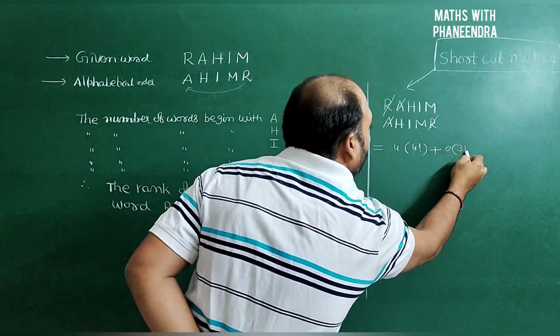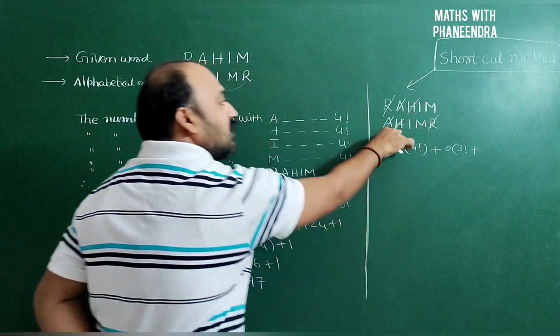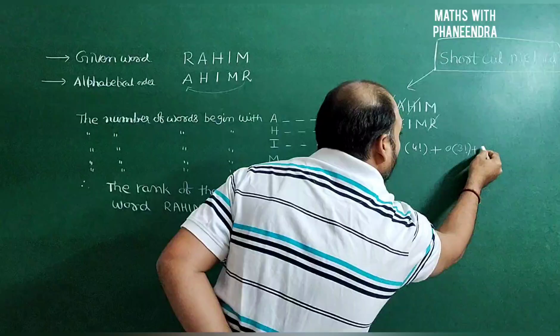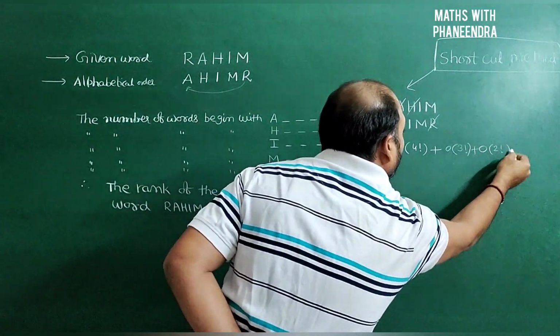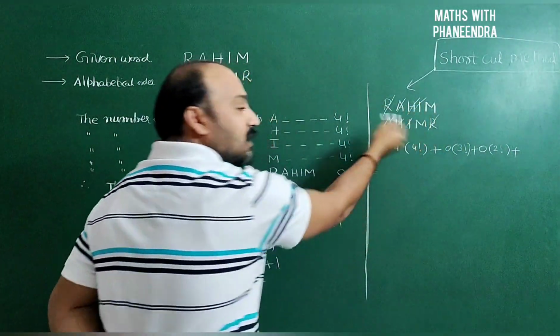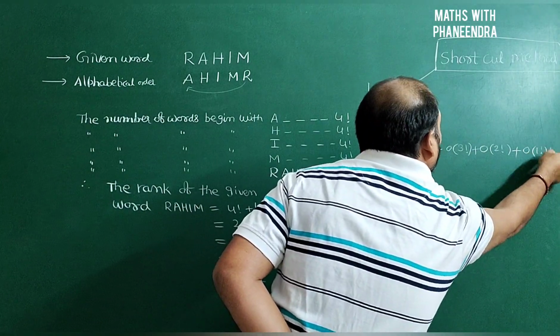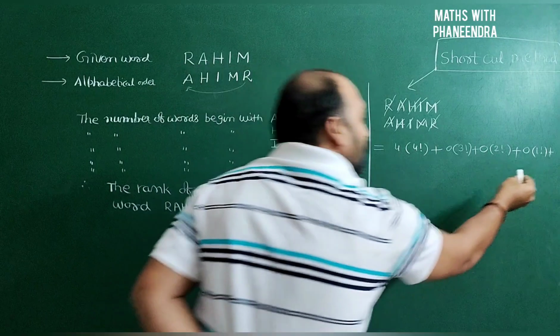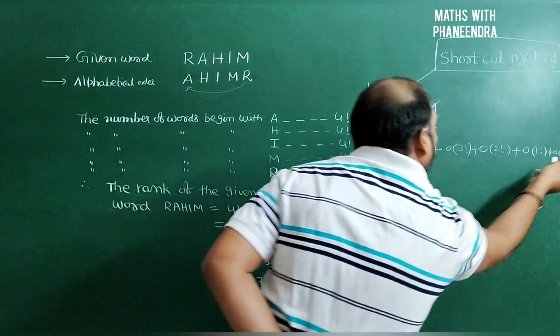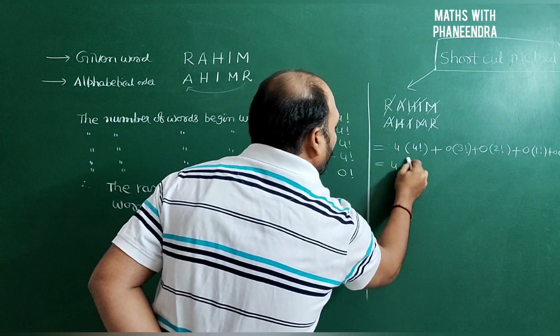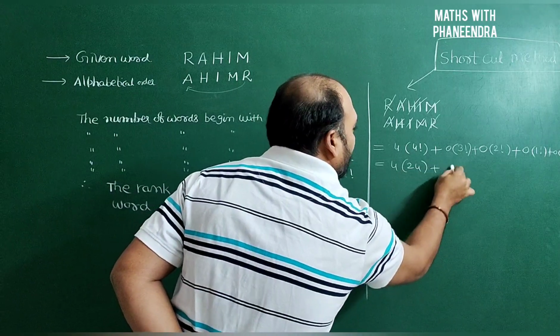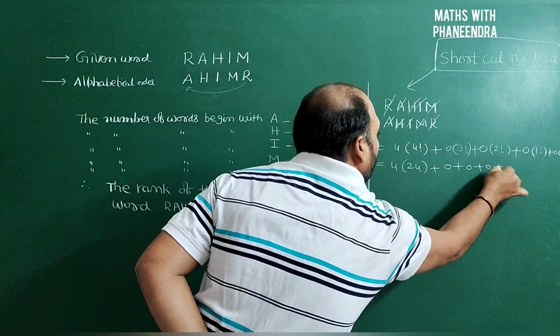Here, 3 factorial. Plus, H gets cancelled. Before that, no letter is there, so 0 into 2 factorial. Plus I gets cancelled, no letter is there, 0 into 1 factorial, plus the next gets cancelled, 0 into 0 factorial. So 4 into 4 factorial, 24 plus 0 plus 0 plus 0 plus 0.